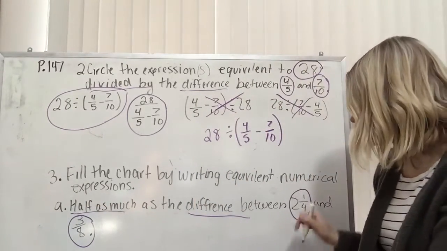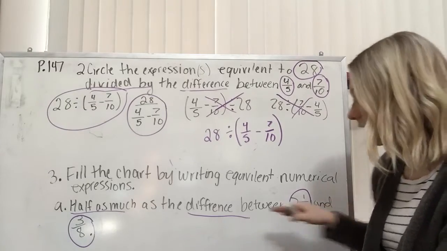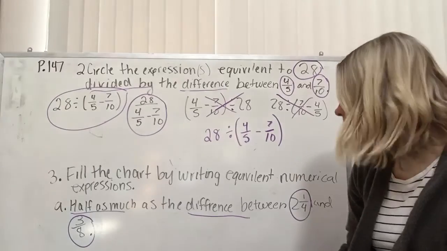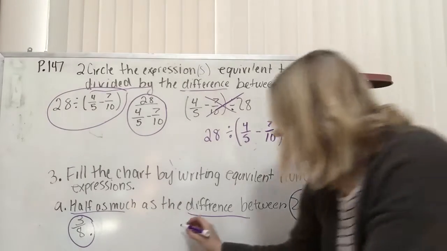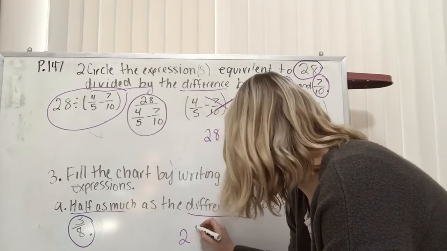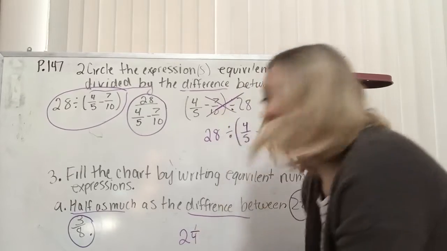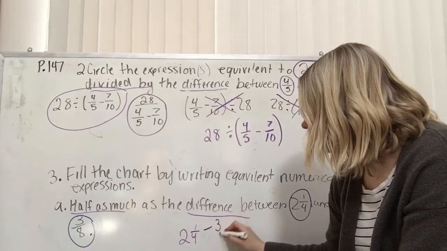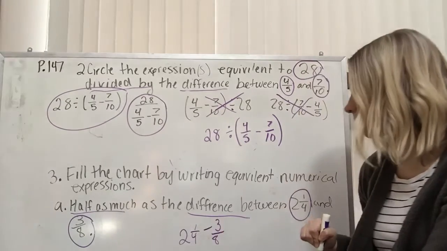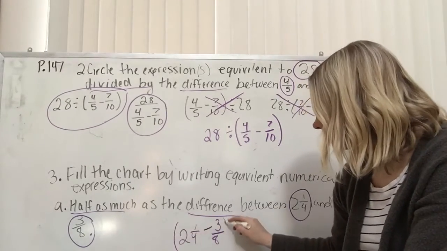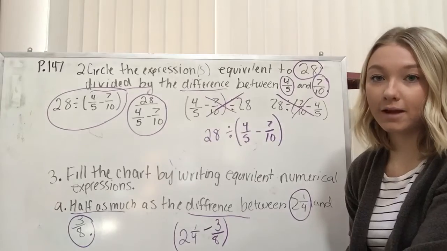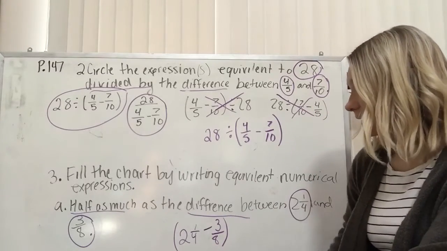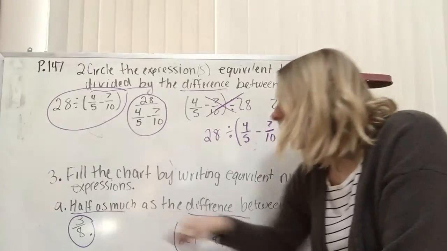So first, I know that 2 1/4 and 3/8 are going to go together, right? So the difference between them. So I know difference means to subtract. So I have 2 1/4 minus 3/8. And I'm going to put parentheses around them because they're pals, right? They're going to be together. So once I find the difference, then I need to know what's half as much as that.